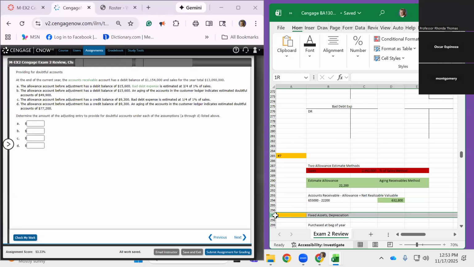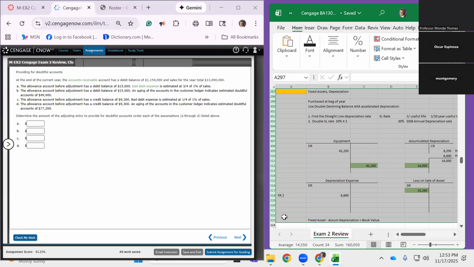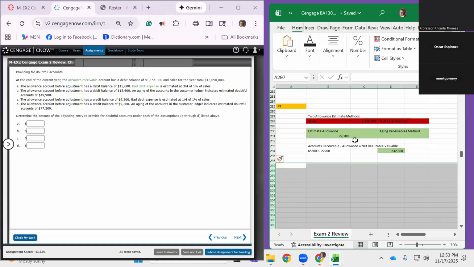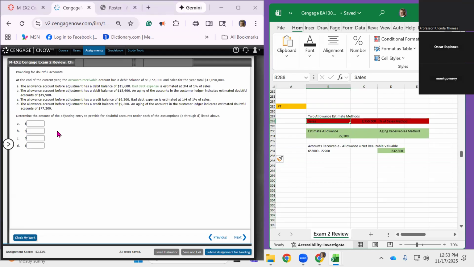Okay, so we're going to use this. All right, so this is going to be two allowance estimate methods. So the first one, at the end of the current year, the accounts, so here we're going to use A, B, C, and D. So we'll use a T account and a T account for the allowance.